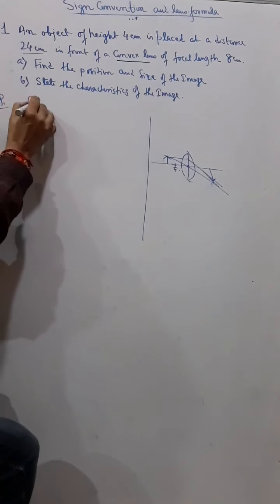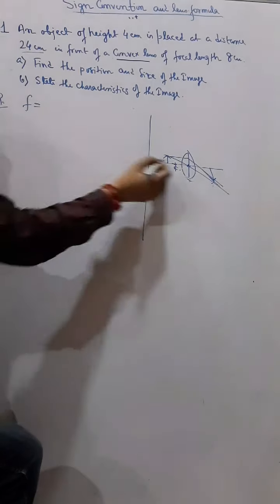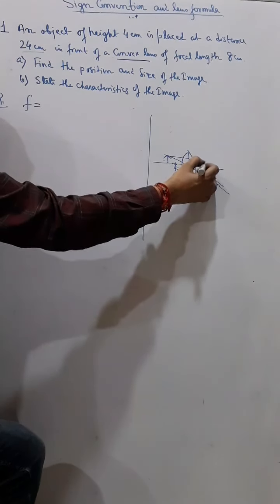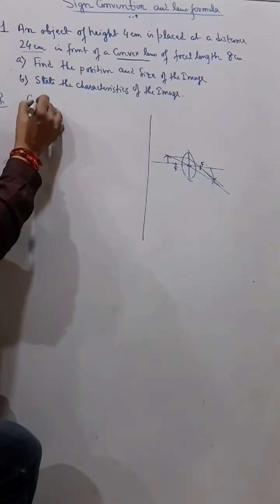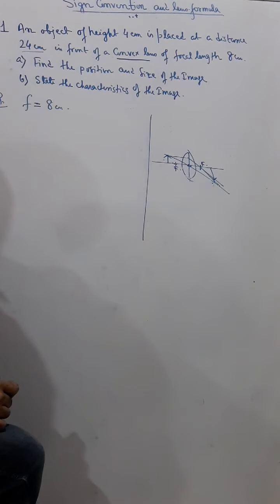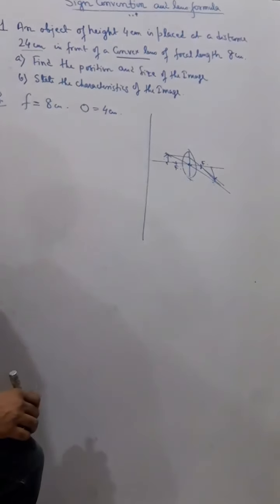So in the solution, first you plot everything. F, focal length is given 8 centimeters, so it is positive. Sorry, it is negative. No, sorry, it is positive. Focal length is that side. This is focal length. So focal length is positive, so 8 centimeter. And then they told what? An object of height 4 centimeter. So height of the object is 4 centimeter. So that is O. That is also positive, 4 centimeter.